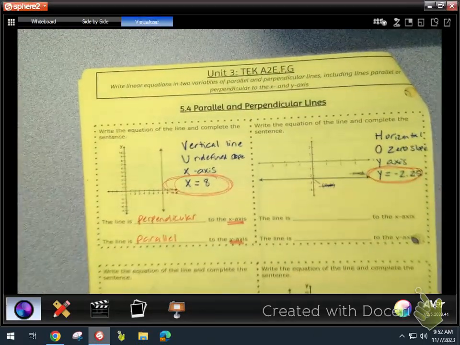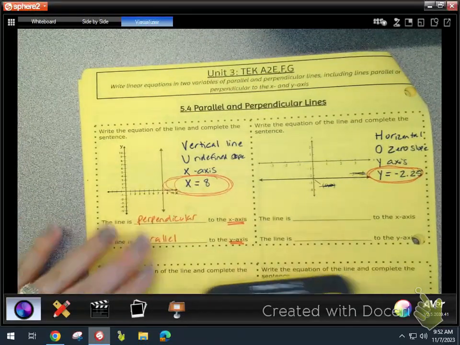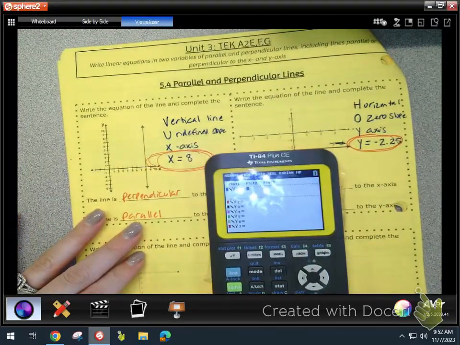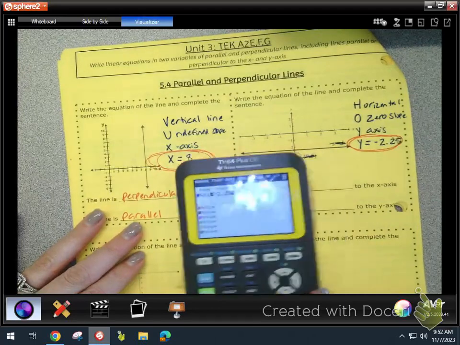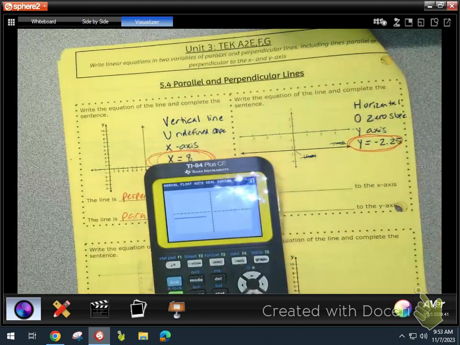Now, here's a way to check. Do you have a y equals button in your calculator that I've talked about a whole lot? Yes, you do. So you can type y equals negative 2.25 in your calculator, and you can look at it and make sure that it kind of looks like the picture that we've got. And if it doesn't look like the picture, then is it a y equals equation? No, it's going to be an x equals equation. And guess what? You don't have an x equals button. Okay? I think the graph is pretty cool. So that's the equation.